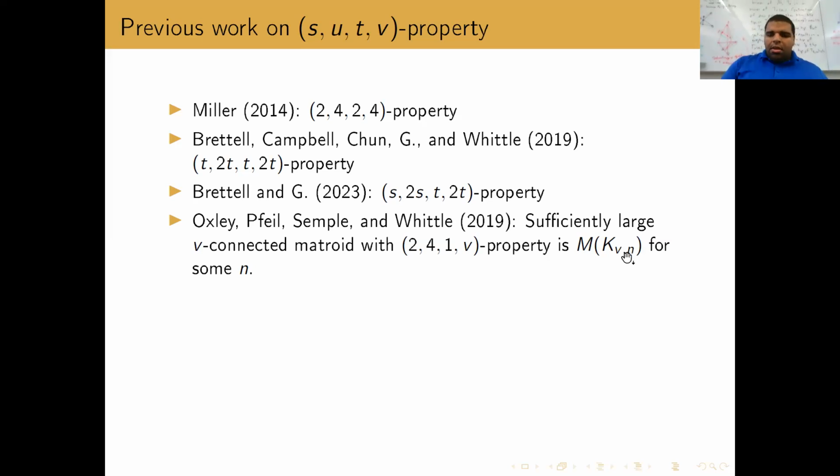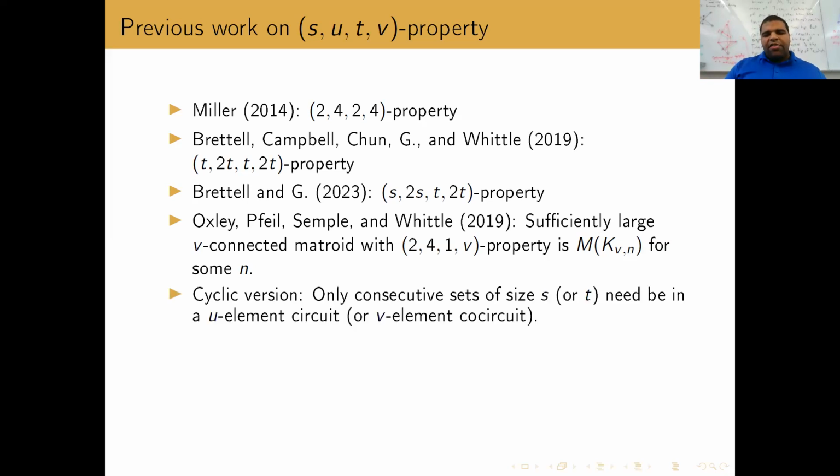Okay, and there's also a cyclic version of this property where you take the elements of the matroid and you put a cyclic order on these elements, and it's only the consecutive sets that need to be contained in a circuit or co-circuit. So the consecutive sets of size S need to be contained in a U-element circuit, and the consecutive sets of size T have to be in a V-element co-circuit.